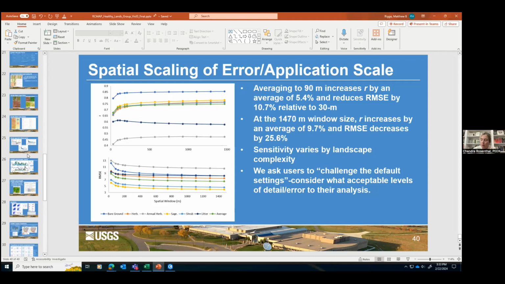Matt, just to follow up on that. When you say 90 meters, what does that translate to in hectares or acres? And then Laura Welp also has a question. I see she's got her hand up.